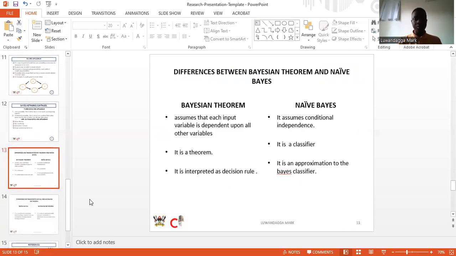So the differences between Bayesian theorem and naive Bayes: the Bayesian theorem assumes that each input variable is dependent upon all other variables. Then also the naive Bayes assumes conditional independence. A Bayesian theorem is a theorem, naive Bayes is a classifier. Bayesian theorem is interpreted as a decision rule, so naive Bayes is an approximation to the Bayes classifier.